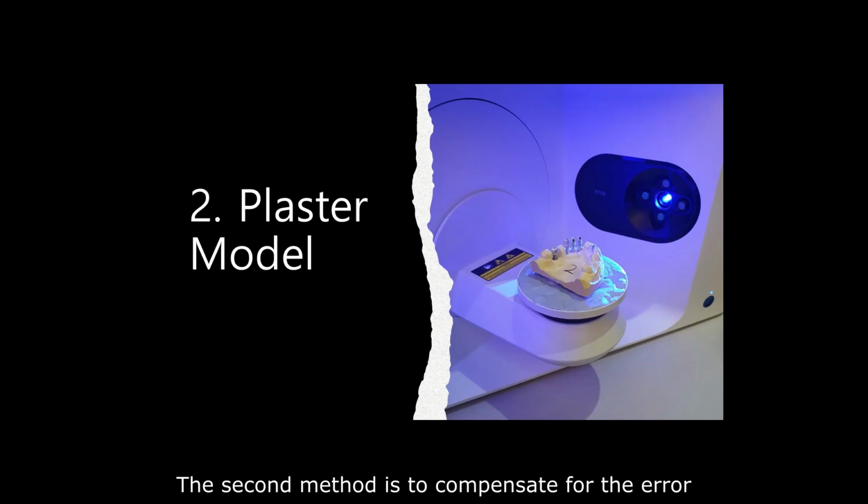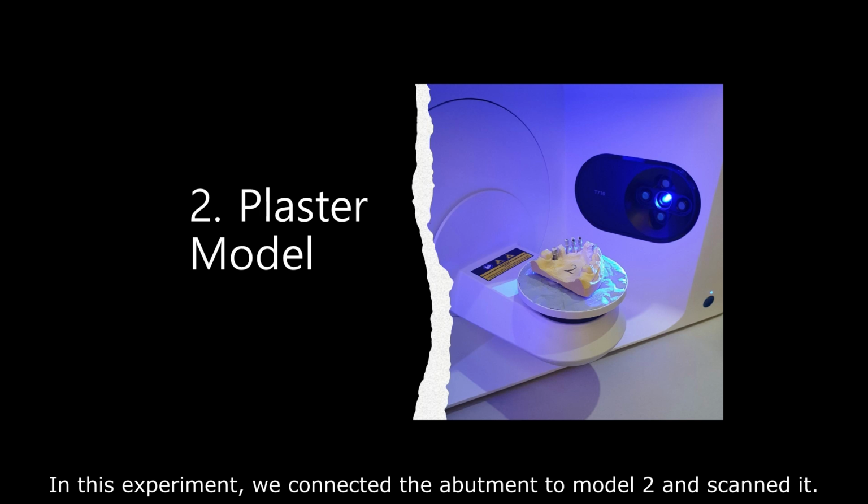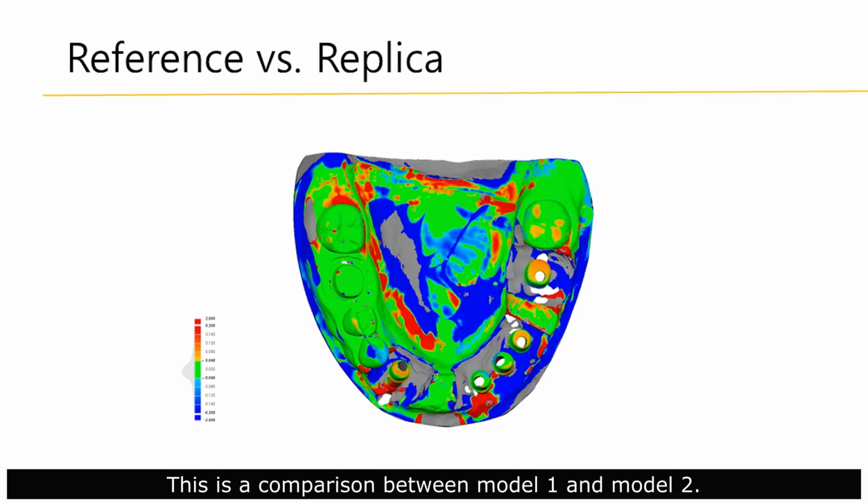The second method is to compensate for the error by attaching the abutment to the plaster model. In this experiment, we connected the abutment to model number 2 and scanned it. This is a comparison between model number 1 and model number 2. You can see the orange color indicating 80 micrometers of error in the abutment. This is the same result as the previous scan body comparison.